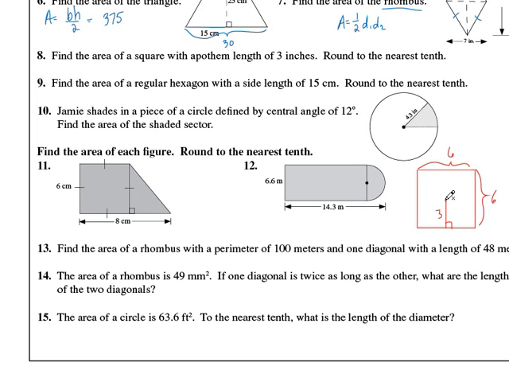Because this is from the center to here, and then from here to here is 3, so the whole thing is 6. All the sides, since it's a square, are equal, right? Since it's a square. So that was kind of easy, wasn't it? What made it easy?